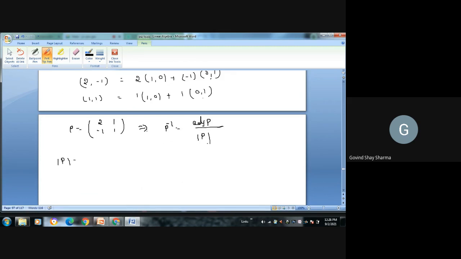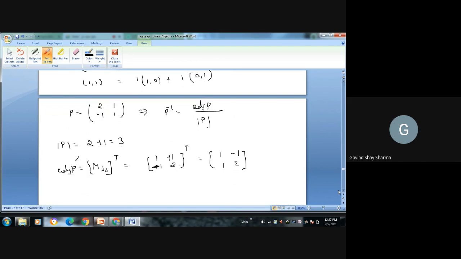We know the inverse is the adjoint of P divided by the determinant. So first we find the determinant of P, which is 2 + 1 = 3. Then the adjoint of P: we find the matrix of cofactors, and the adjoint is the transpose of the matrix of cofactors.